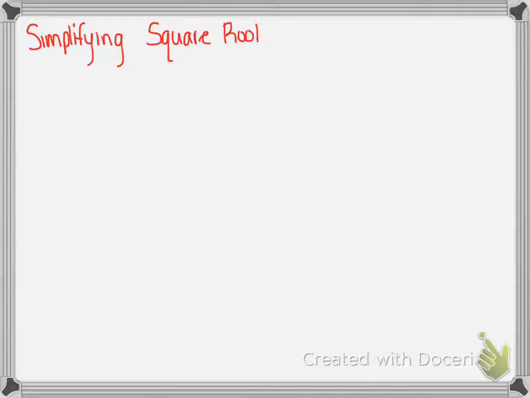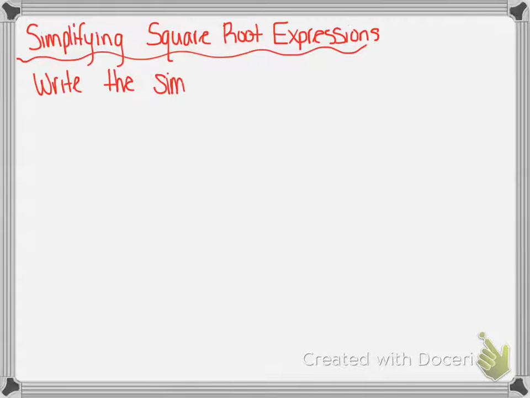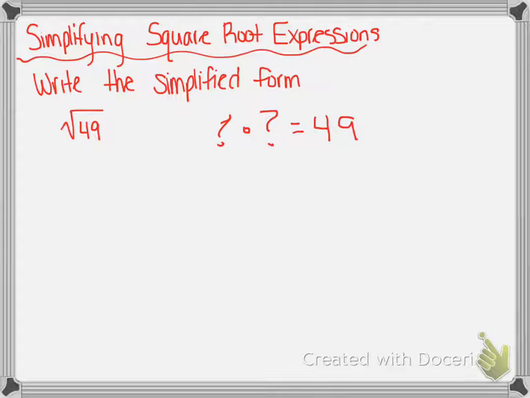Let's look at a couple examples. We're going to be simplifying square root expressions. And our directions are going to look something like write the simplified form. And these are going to be perfect squares, so they should be easy for us. The first example is the square root of 49. Well, to figure out the square root of something, we need to think what question mark times itself equals 49. Well, hopefully we know that 7 times 7 equals 49. So then that would mean the square root of 49 would equal 7.